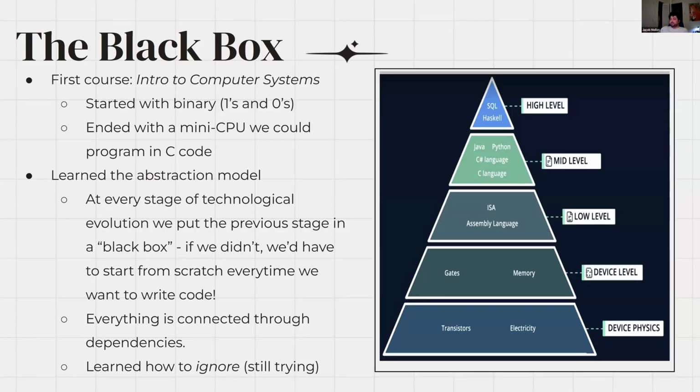So kind of putting transistors together, making logic gates, programming in ones and zeros, programming in assembly, which is one step above ones and zeros, into C code, which is kind of the predecessor of all modern programming languages. I mean, there's probably some nuance there that I'm not fully aware of, but that's a broad overview. And so I learned this abstraction model.